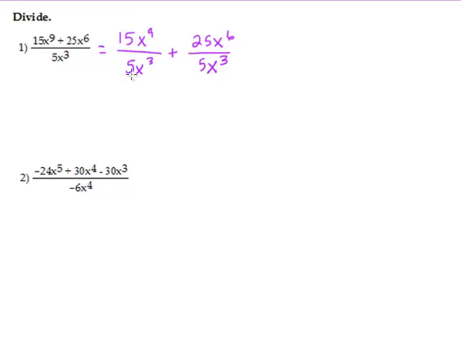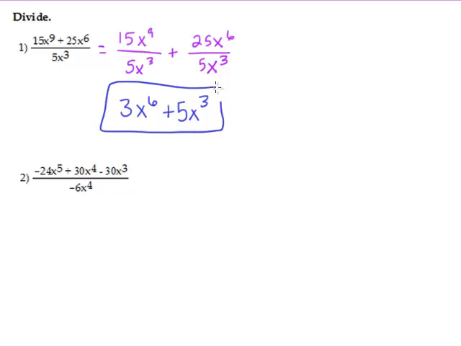15 over 5 right here simplifies to be 3, because 15 divided by 5 is 3. X to the ninth over x to the third, you subtract those exponents because we are dividing, so we subtract the exponents and get x to the sixth. And then 25 divided by 5 is 5. Subtract these exponents. 6 minus 3 is 3, so that's x to the third. So there's our answer for that problem.